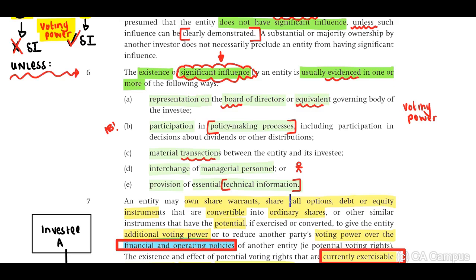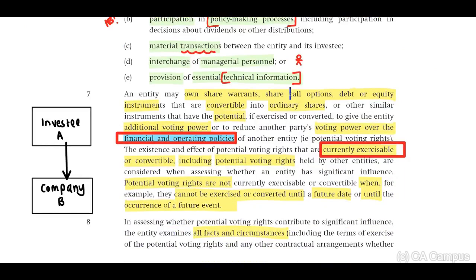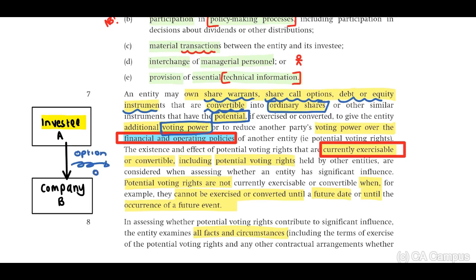Now when we look at paragraph 7, it indicates to us, if we take this one step back, if we have an investee that owns any share warrants, share call options, debt or equity instruments that are convertible into ordinary shares that have the potential, if exercised or converted, to give the entity additional voting power. Important. Therefore, the investee has a possible, let's say here, option which can be converted into ordinary shares, which will provide it with voting power over the company. In terms of the financial and operating policies, we can take this into account only when it is currently convertible.